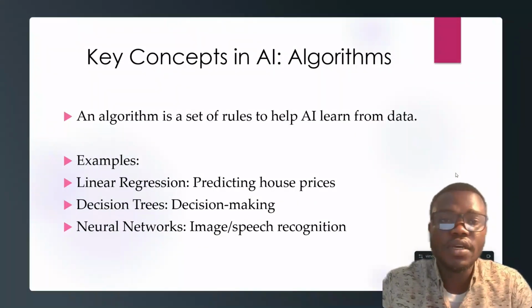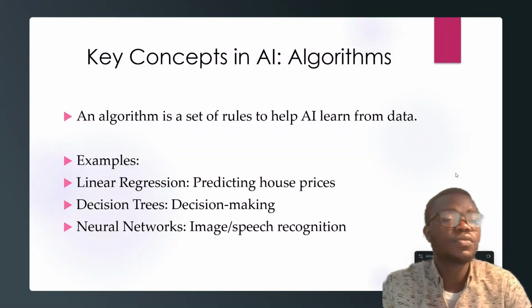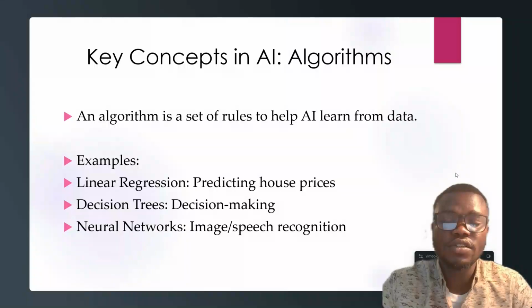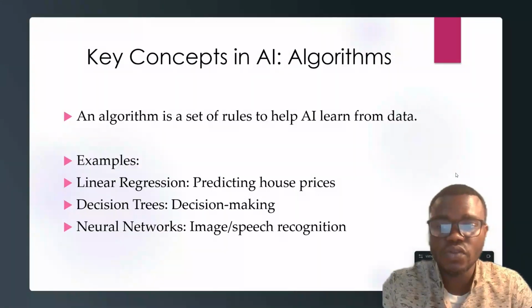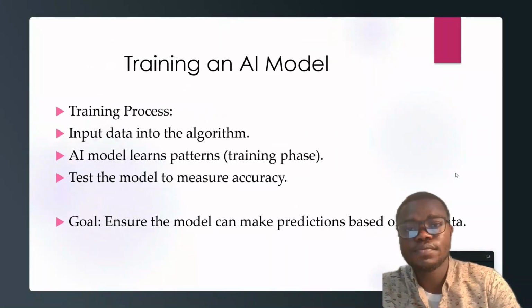Your data is very important when you're working with training AI models. The next key concept in AI is the algorithm. An algorithm is a set of rules to help AI learn from data. So you have to set the rules for the AI in terms of the training, the data set splitting, and all of that. You have to give it rules with which it works. Examples are linear regression, predicting prices; decision tree, decision making; neural network, image and speech recognition. Those are some of them.